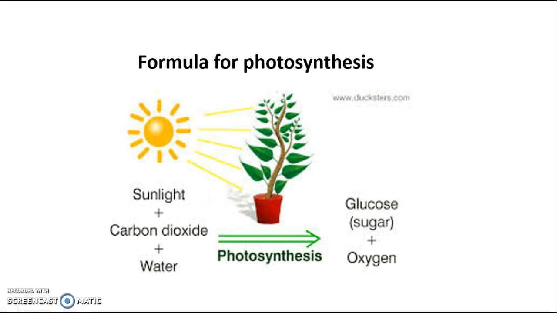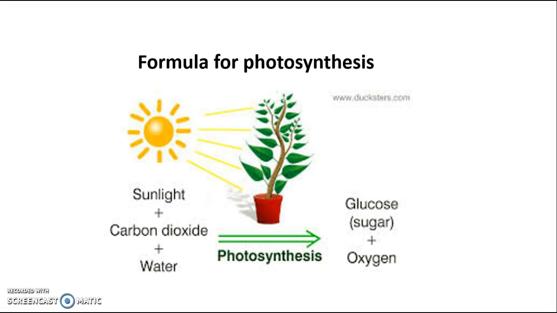We also talked about the formula for photosynthesis, and I told everybody it was kind of like a math equation. This picture gives a good idea of what that is. As long as you know what goes on the left-hand side versus the right-hand side, then you're good. It doesn't have to be in exact order, but these three things need to be on the left side and these two things on the right. So it's sunlight plus carbon dioxide plus water equals glucose, which is sugar, and oxygen.